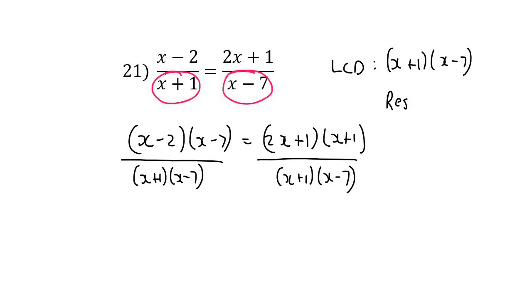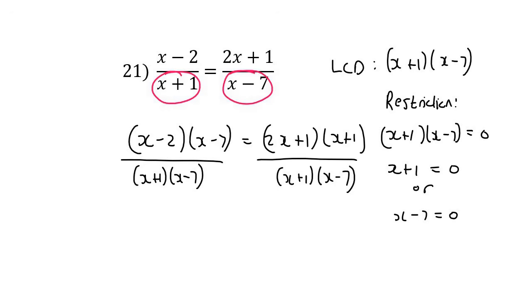Oh, and our restriction would be that x plus 1 and x minus 7 would make that equal to 0. And so that means x plus 1 equals 0 or x minus 7 equals 0. And so for this one, we could say x must never equal negative 1 or x must never equal 7. So we must make sure that we don't get those answers at the end. Now that our denominators are the same, we can just ignore them. And so now what we can do is just write out whatever's left over.